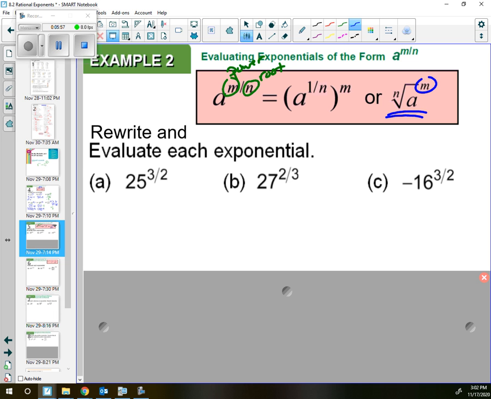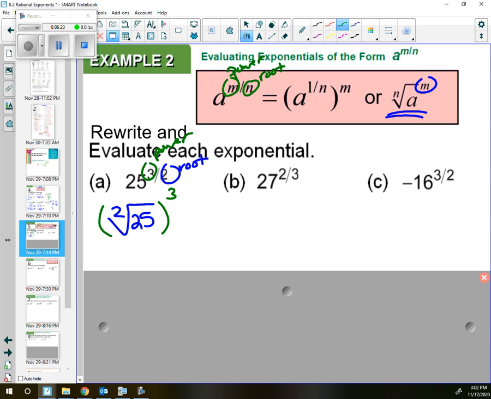All right, so 25 to the 3/2 power. So the 2 is the root, and the 3 is the power that I'm going to raise that answer to. All right, so what does that mean? Because it looks kind of confusing. So this is going to be the square root of 25. I know normally you probably wouldn't write this 2 there, but just to emphasize, that's the root. And then I'm going to take that answer and I'm going to cube it.